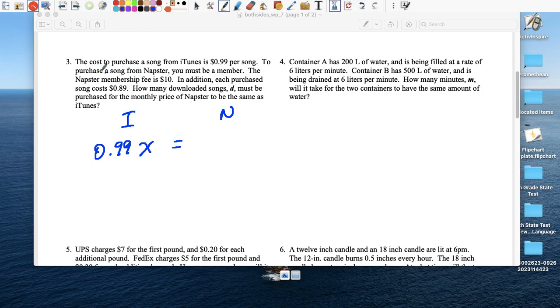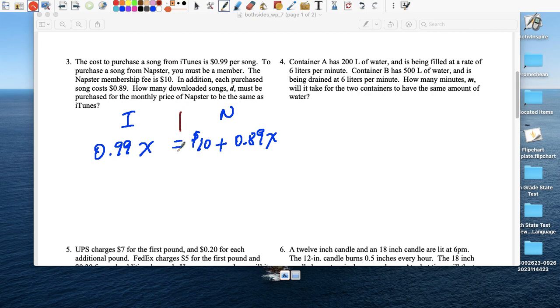Napster, on the other hand, is $10. You have to pay $10, and even if you don't download any song from Napster, you still would pay $10. But for every song that you download, it costs you 89 cents, so 0.89x. So which one would you rather do? They use the variable t, but I'll just use x. So how many songs do you have to purchase so that it wouldn't matter which service you use?